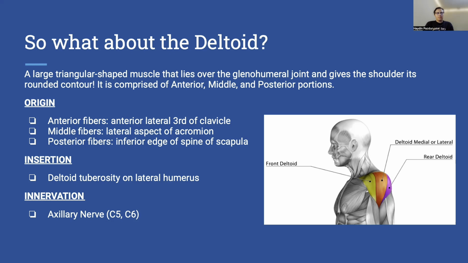Now, they all insert in the same place, which is the deltoid tuberosity on the lateral humerus. Same thing with innervation. They all are innervated by the same nerve, which is the axillary nerve.